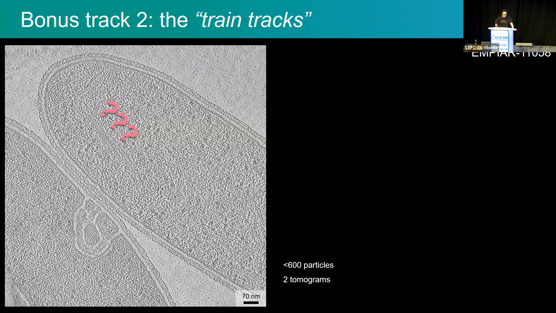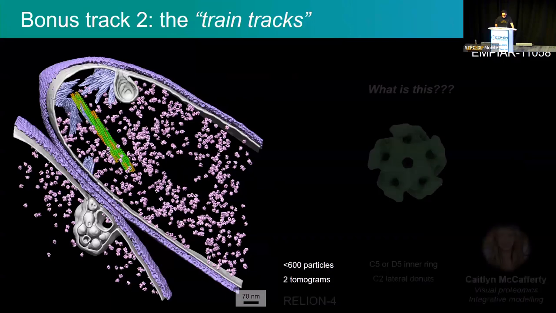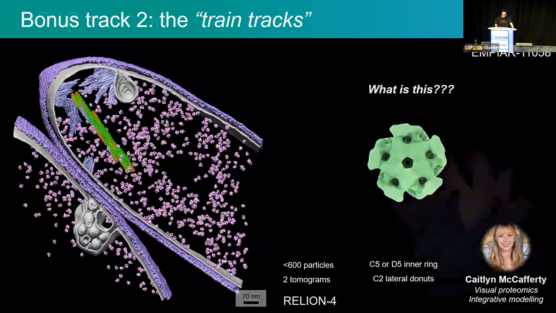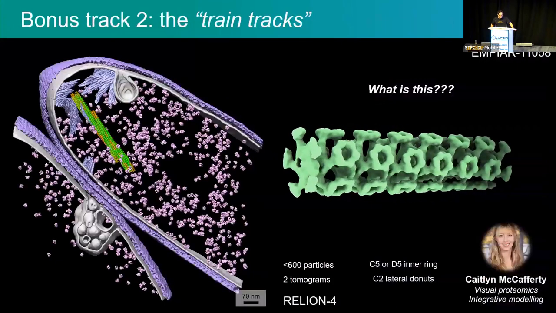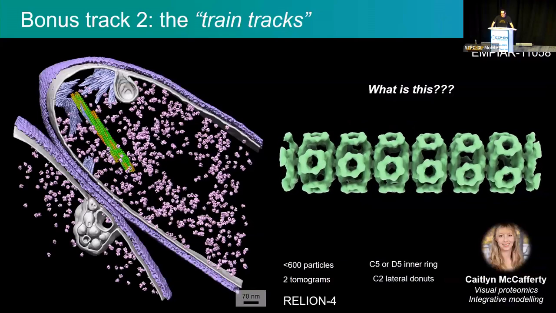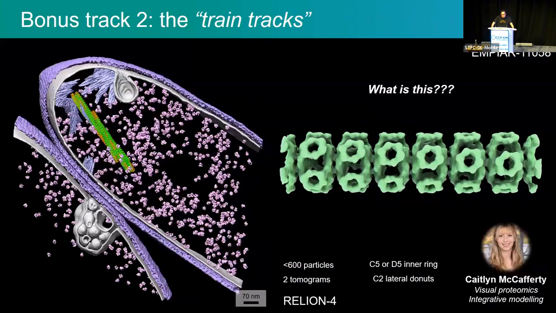And then I also calculated an average from these filaments. We call them the train tracks because in the tomogram slices, they look like rails. And this is how the average looks like. It's now at about 16 angstrom resolution, and we have no idea what this is. If you have seen something like that before, please tell me. We would be very curious to know.